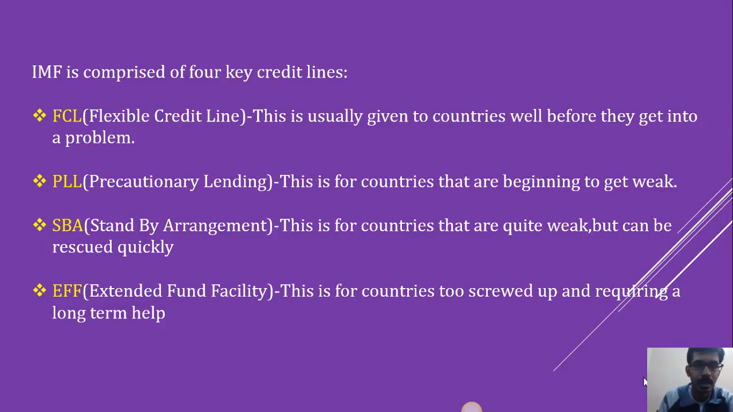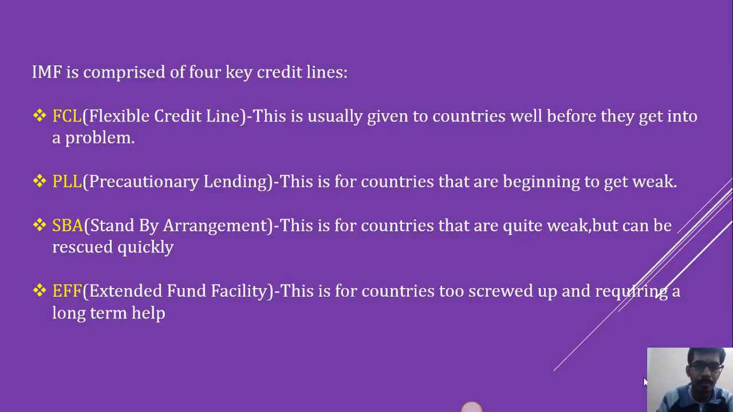The first one is FCL, flexible credit line. IMF will lend to a country if the country is going to face a problem. Before a country faces a problem, IMF will lend to it in the manner of FCL, flexible credit line. This is usually given to the countries well before they get into a problem.